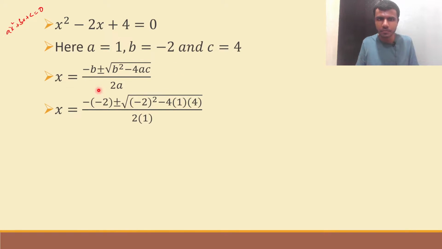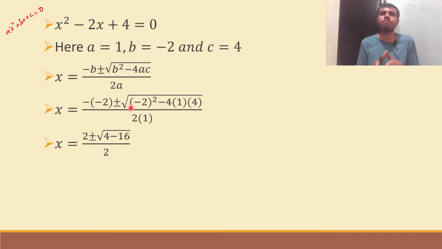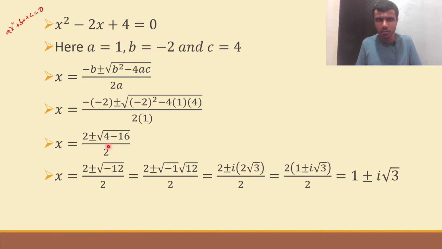So just substitute it. Minus of minus 2 plus or minus under root b square means minus 2 whole square minus 4 into 1 into 4, by 2 into a is 1. Minus of minus 2 is plus 2. So 2 plus or minus 2 whole square is nothing but plus 4. 4 minus 4 fours are 16, by 2. So this will be nothing but 2 plus or minus under root minus 12.